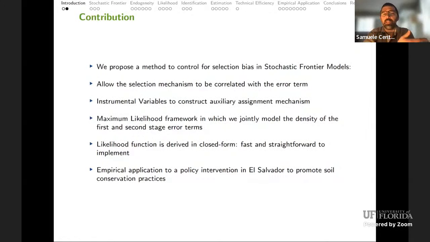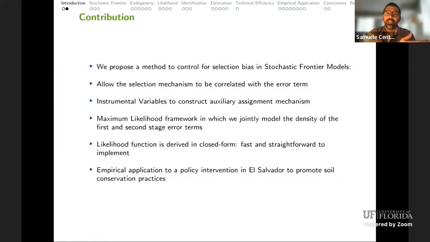So again, this is a maximum likelihood framework in which we jointly model. We're going to have an IV type of framework, with an assignment mechanism which is auxiliary and tells us, given observables, what is the probability of each farmer to undertake the treatment. And then we construct this maximum likelihood in closed form, which is not particularly easy to do, and we are actually getting some traction in trying to provide this likelihood function in closed form.